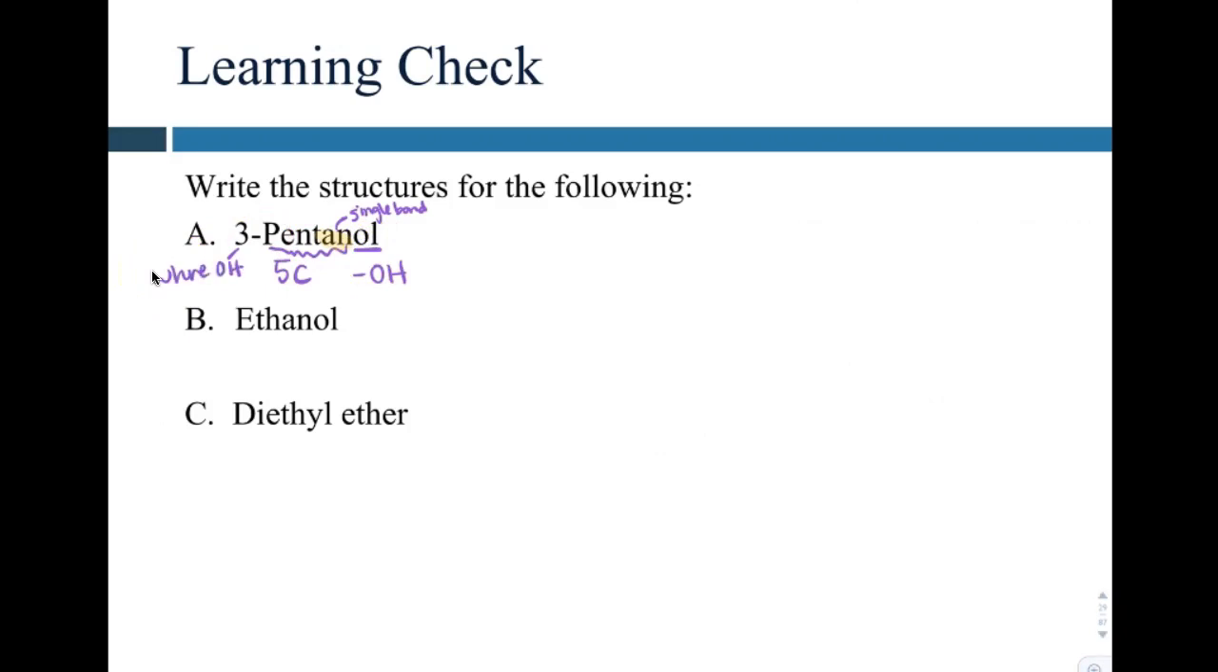So the OH is on carbon 3. So let's draw it. I've got 5 carbons. 1, 2, 3, 4, 5. Every end and bend is a carbon. And I'm all single bonds, so no double bonds. Where's my hydroxyl? It's on carbon 3.